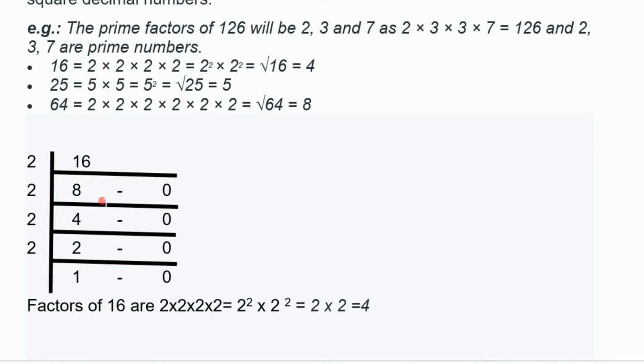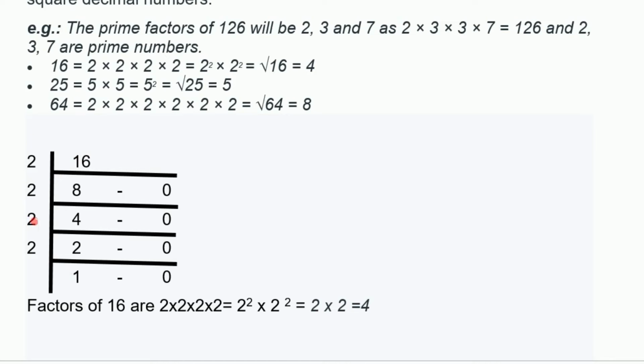If I take 16: 2 eights are 16, remainder 0; then 2 fours are 8, again 0; 2 twos are 4, 0; and 2 ones are 2. These 2 into 2 into 2 into 2 are the factors of 16. That is nothing but 2 square into 2 square. That means we can say that 4 is the square root of 16.